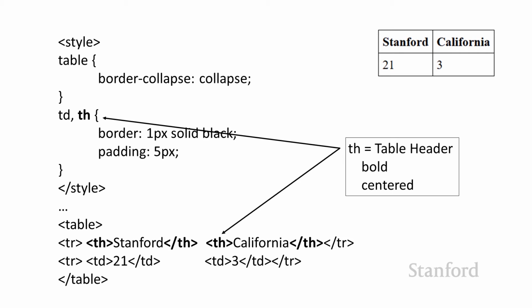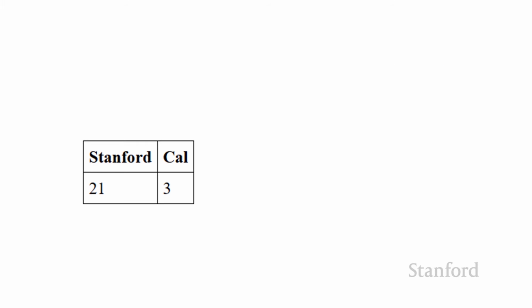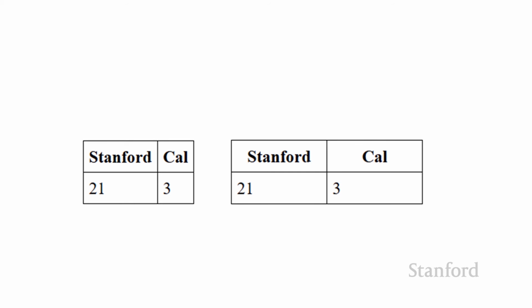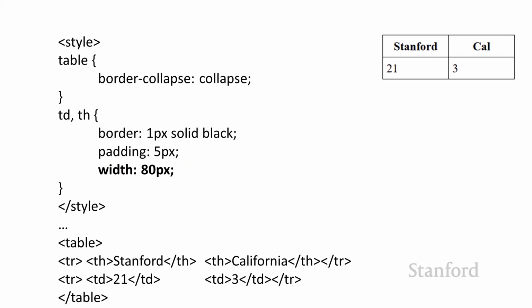Now, you may have noticed I've been using Stanford and California instead of Stanford and Cal. And that's because if we use Stanford and Cal, this is what we get. And one can argue that that is the correct proportions, having Stanford nice and big and Cal being small, but it does lead to a rather odd table. So what I'd prefer is something like this. And I can do that just by adding a width onto the different items.